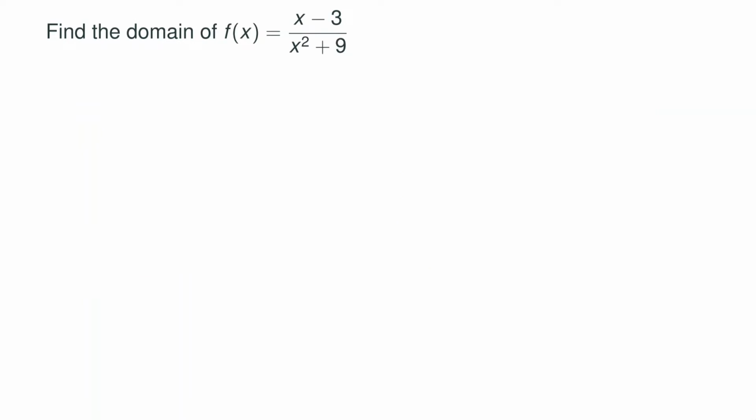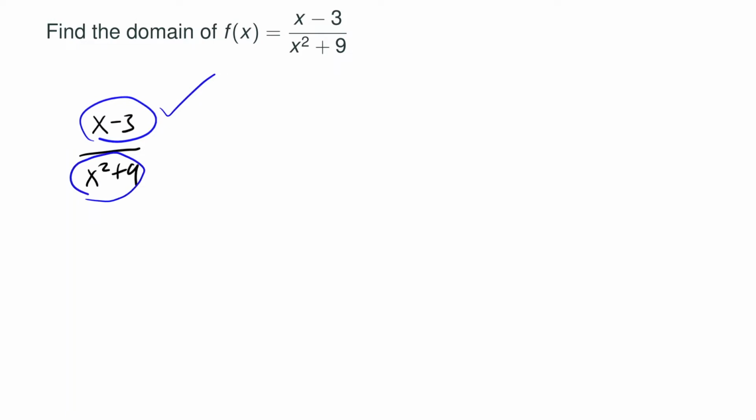Find the domain of f of x equals x minus 3 over x squared plus 9. Here again, we have an input variable in both the numerator and denominator, so we look at them separately. In the numerator, we can have any value. 3 is also okay because we can have 0 on the numerator. So there's no restriction here.